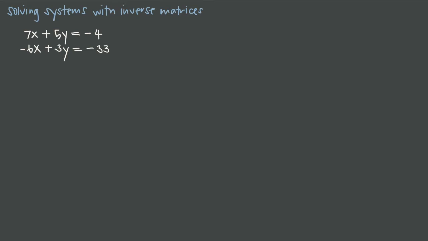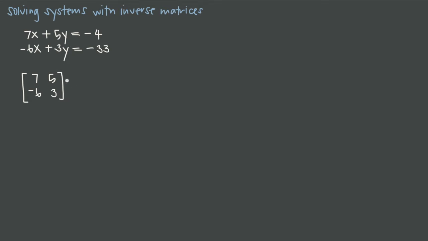So let's say that we have a linear system, 7x plus 5y equals -4, and -6x plus 3y equals -33. Remember that we can express this system in terms of a matrix vector product. So we can take the coefficient matrix of the system, we take the coefficients on x and put them in the first column, 7, -6, and then the coefficients on y, 5 and 3, go in the second column.